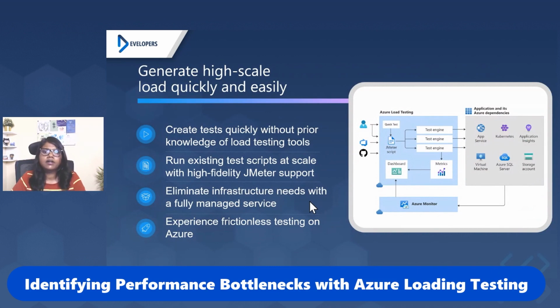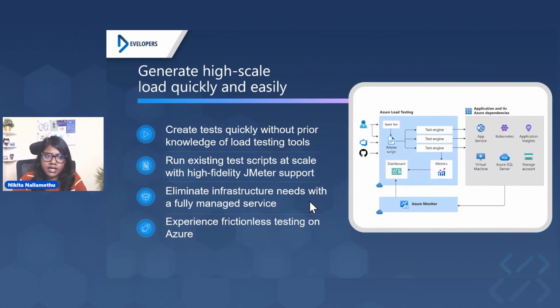So how do you do this in Azure load testing, right? You can generate high scale load very easily without having to manage any infrastructure. You can just provide your JMeter scripts or just provide a URL for a URL based test. And these engines are provisioned by Azure load testing, and are used to generate load to your application. Now, your application might be deployed anywhere. It could be on-prem, it could be in any other cloud, or it could be on Azure as well.